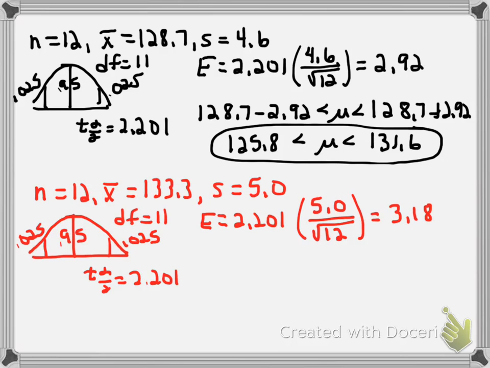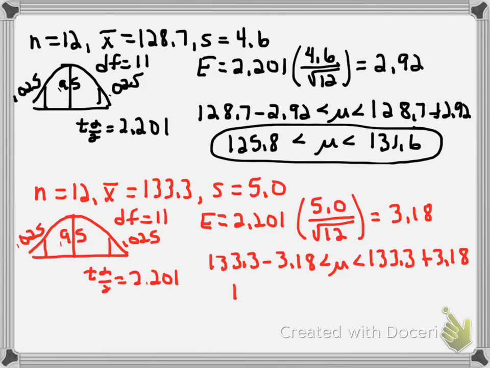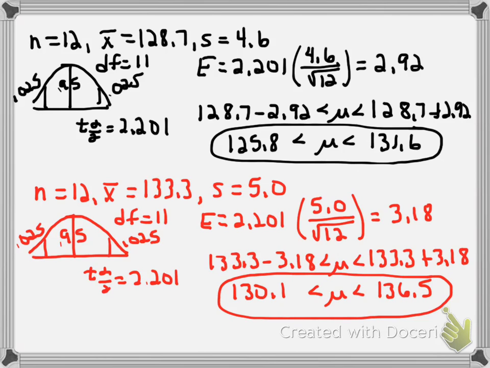Now we can find the confidence interval. The mean is 133.3. Subtract the error, 3.18 is less than the population mean, and on the right side we need to add those numbers together. So the left side we should end up with 130.1, and on the right side we should end up with 136.5. So there's the confidence interval for the information that we had for 150 AD.